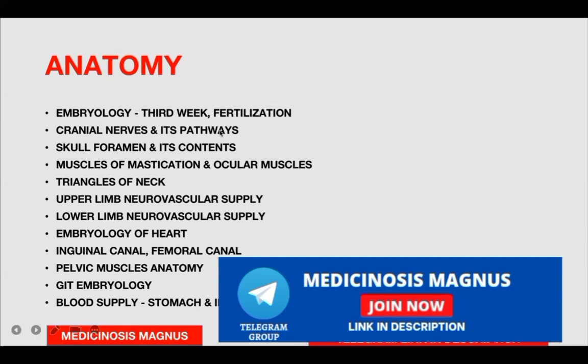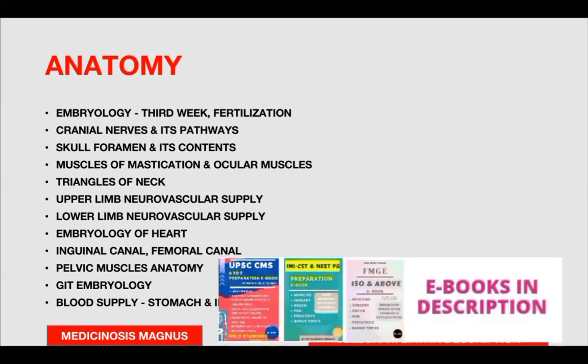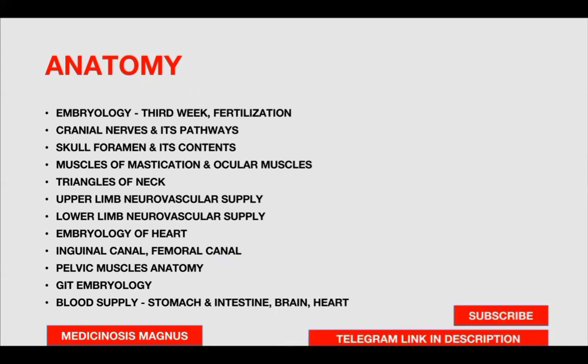Then cranial nerves and its pathways. So you should know about each cranial nerve from its origin and where it courses through, and if there is any problem in the cranial nerves, what are the diseases that can be seen. Then skull foramen and its contents, that is very important. Muscles of mastication and extraocular muscles. Triangles of neck and what does it consist.